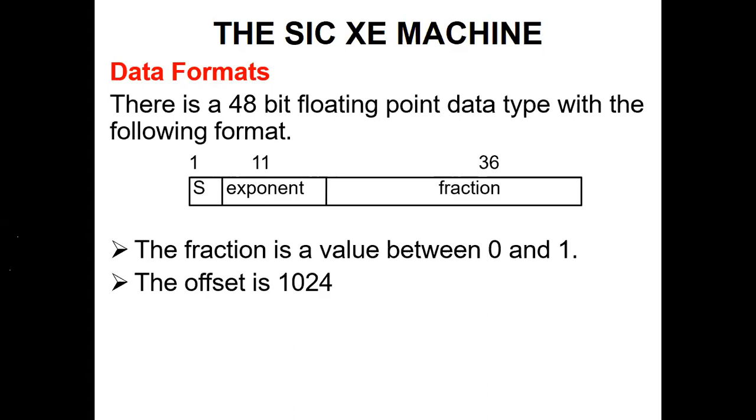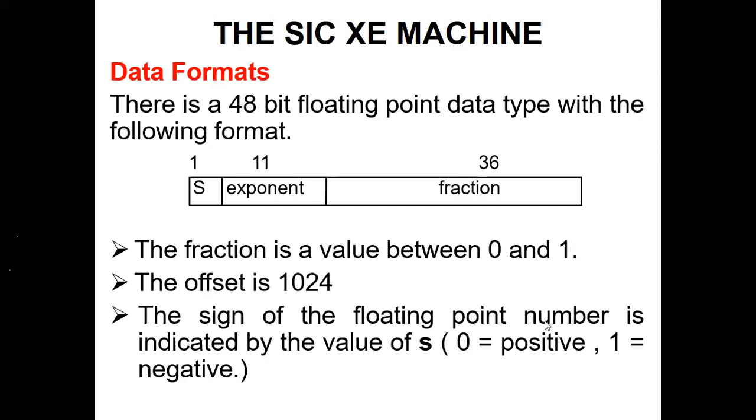Okay, so I said that you look at the format. The format says that you begin with the sign bit. The sign bit is a zero if the number is positive, and it is a one if the number is negative. Now in our case, remember the number we are working with is negative 12.5. So it means that it is a negative number. So bit number one, which is the sign bit, is a one, okay?